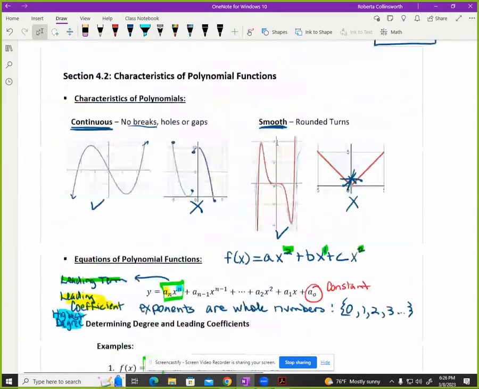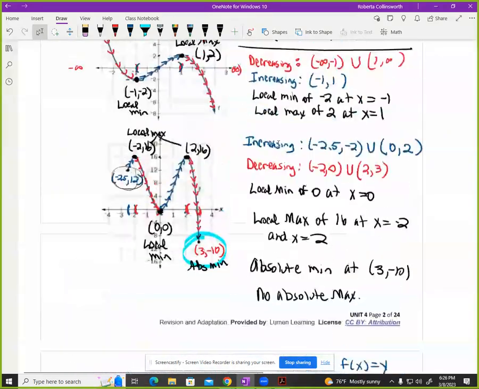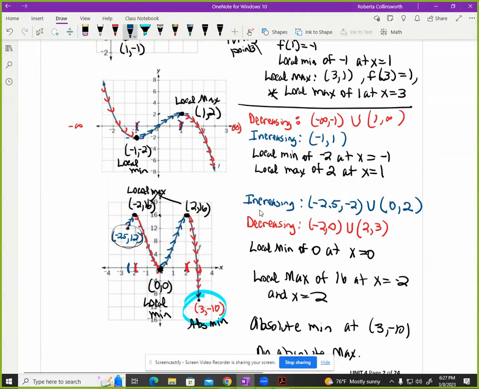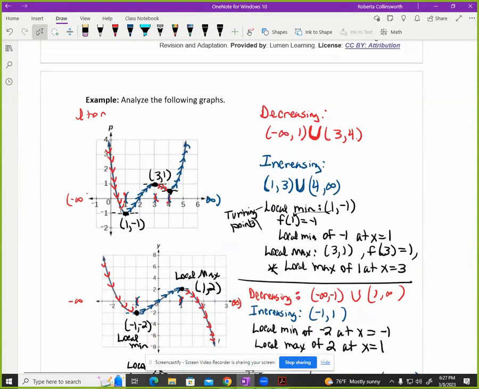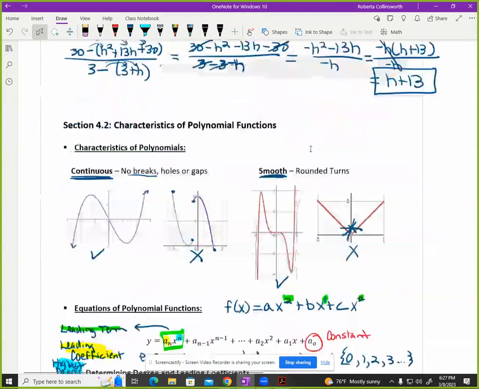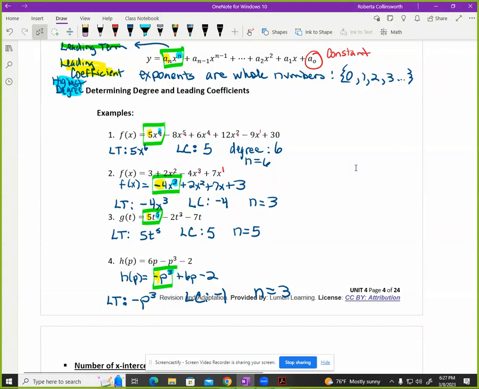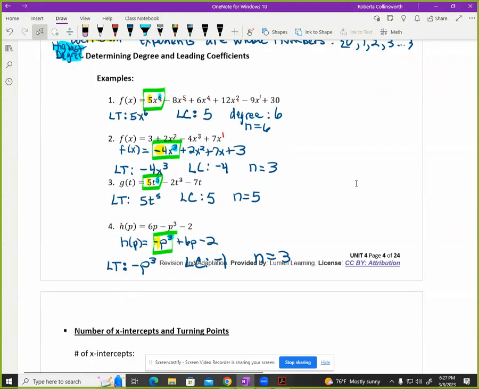So let's scoot on up here where I already talked about turning points. Let's use this one, for example. This is a turning point because I'm changing from increasing to decreasing. This is a turning point. This is a turning point. So I have 3 turning points. The one above it, I have 2 turning points. The one above that, I have 3 turning points. So those turning points are related to what we just talked about with our leading term, our degree and our leading coefficient.